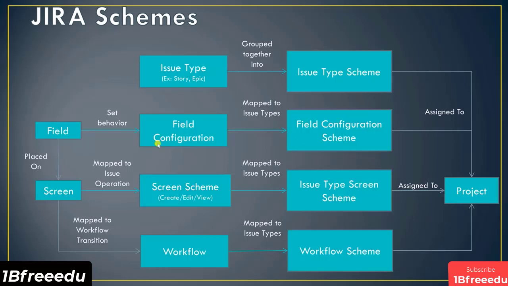So for example, you could create a field called urgency, and you assign it to a particular screen. Then you can specify that the field is mandatory in its field configuration, and then finally say that this field configuration only applies to certain issue types, and then associate that to a project.